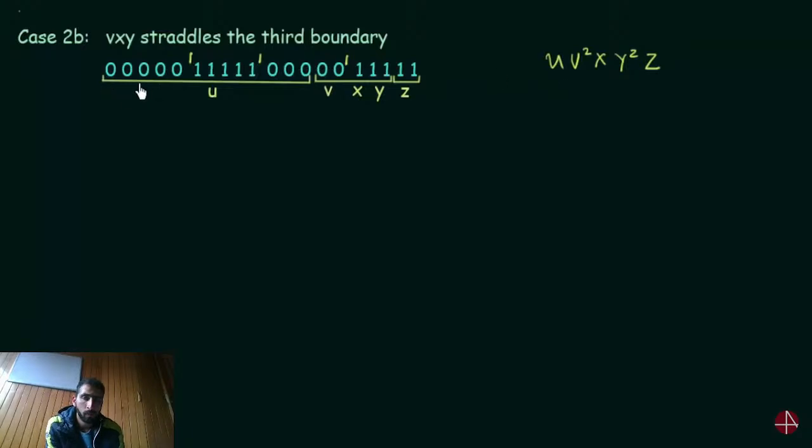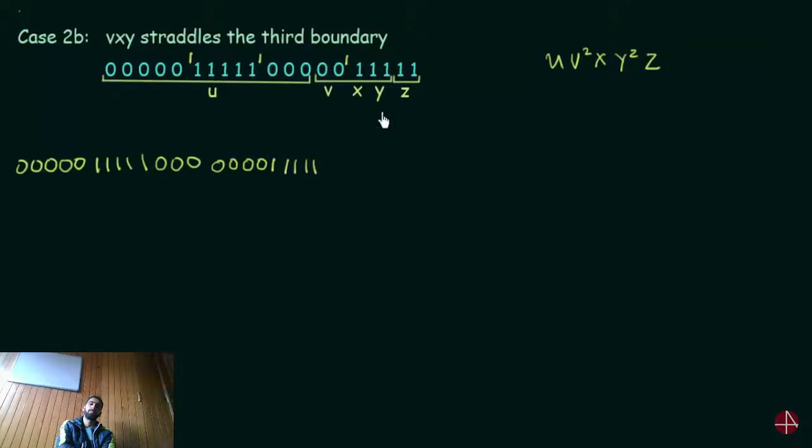So what is my U? This whole thing is my U. 5 zeros, 1, 2, 3, 4, 5. 5 ones, 1, 2, 3, 4, 5. And 3 zeros, 1, 2, 3. This is my U. And V square, what is my V? I take my V as the 2 zeros over here. Since it is raised to 2, I have to write it twice: 0, 0, 0, 0. Then I have X, which is just this one, and I'll write it as 1. Then I have Y, which is 1, 1, and Y has to be raised to the power of 2, so I write this 2 times: 1, 1, 1, 1. Then I have Z, and Z is 2 ones over here.